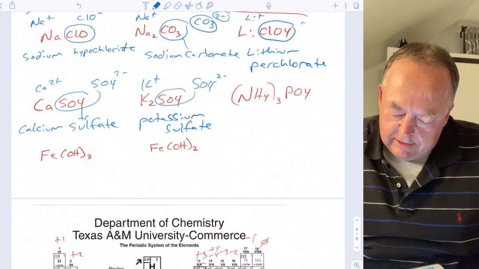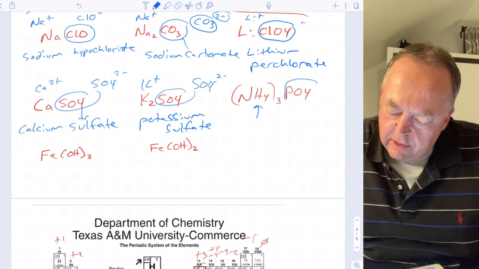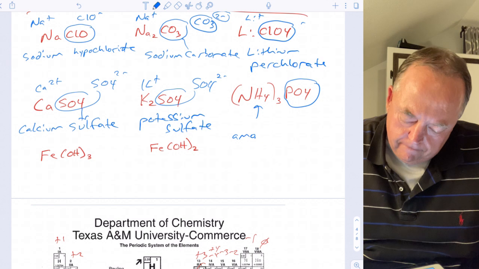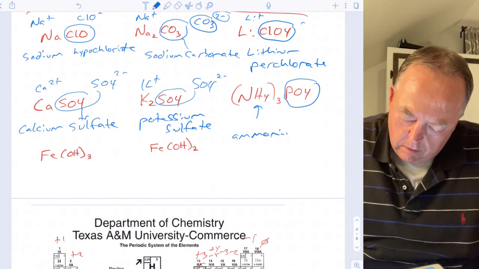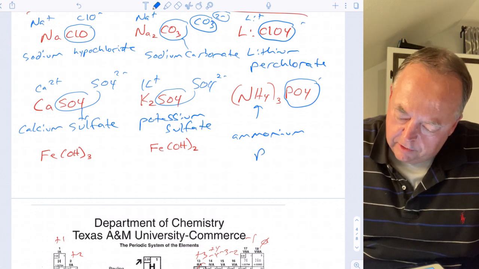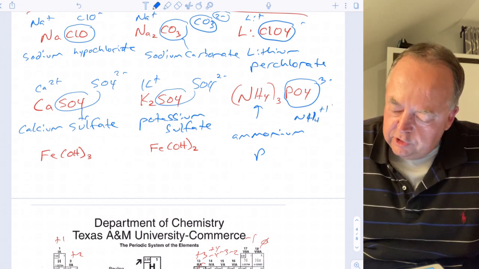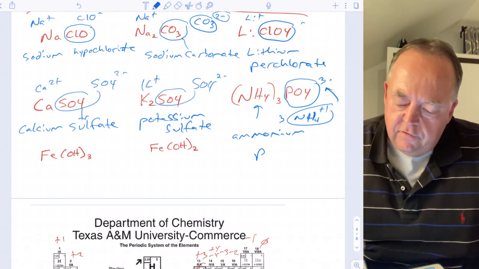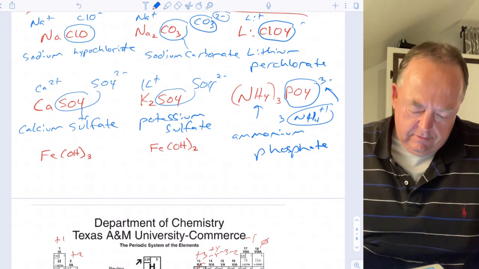Okay, so in this case, you have to recognize NH4 is one of the polyatomic ions that you have to know, and so is PO4. So NH4 is called ammonium. And PO4, this is PO4 3-. NH4 has a +1 charge, and so that's why there are 3 of these to balance the charge on the 1 phosphate, which is -3. So this would be ammonium phosphate.